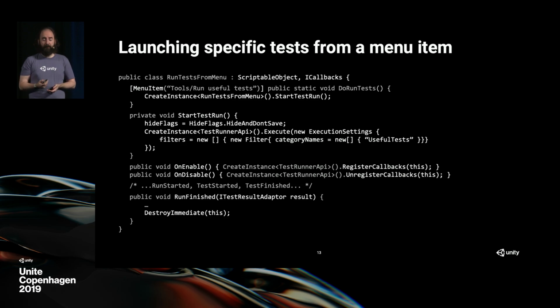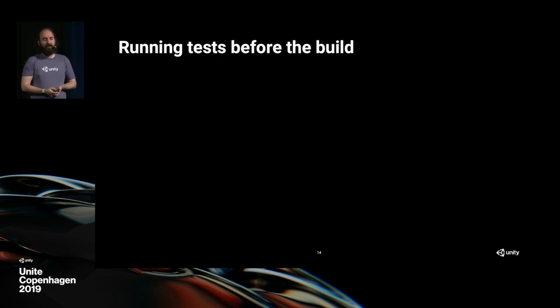So that's what it looks like to run them from a menu item. Next, let's take a look at integrating the tests into the build process. Now, this is a little tricky because the build process requires that anything you do just be run from a callback, and there's no opportunity to pump the engine update loop. So this limits a little bit what you can do, but there's still a lot of interesting potential here.